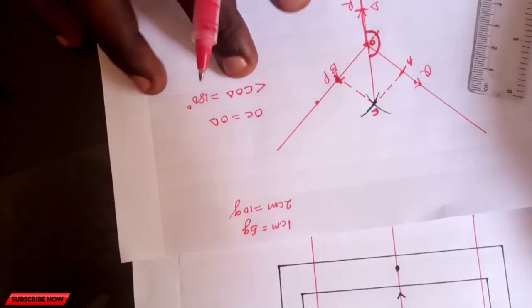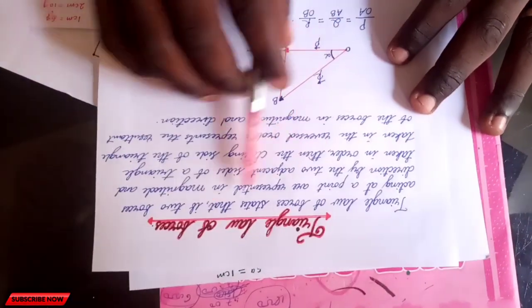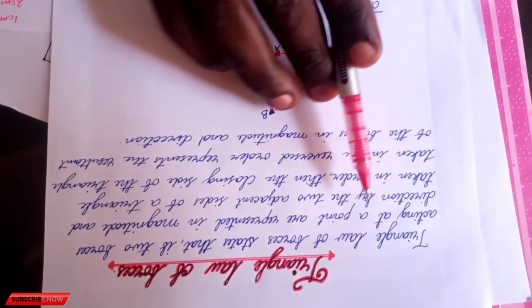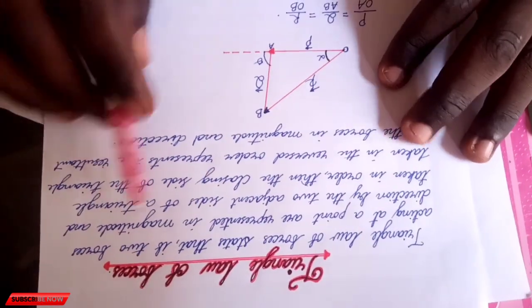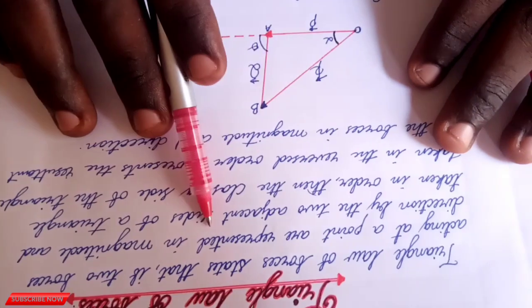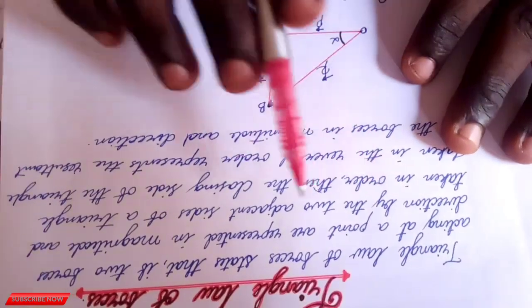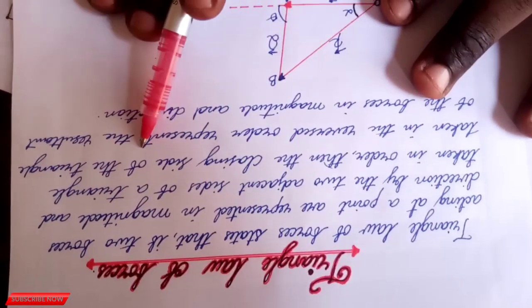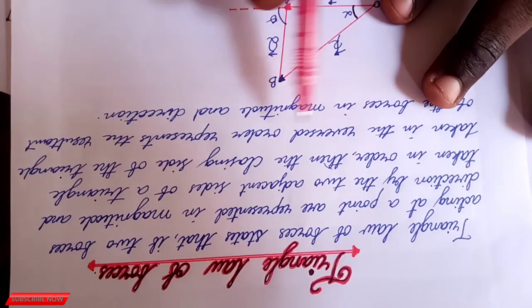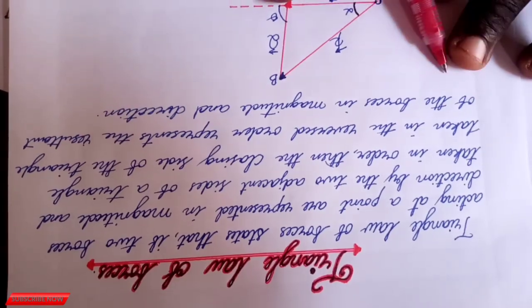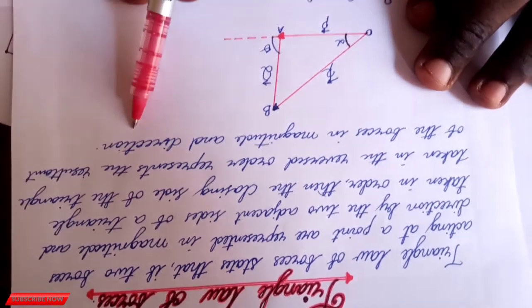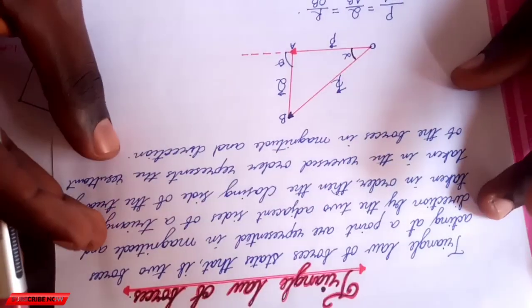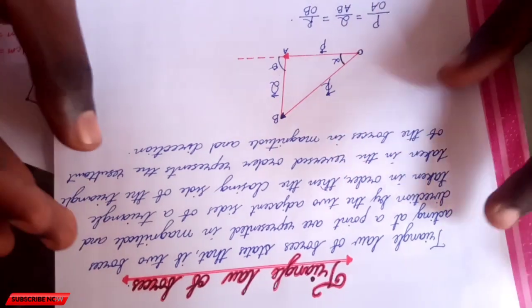Now, what if it is the triangular law that we are expected to prove? Let's look at what the triangular law states. The triangular law of forces states that if two forces acting at a point are represented in magnitude and direction by the two adjacent sides of a triangle taken in order, then the closing side of the triangle taken in the reverse order represents the resultant of the forces in magnitude and direction. This is what the triangular law of forces states.